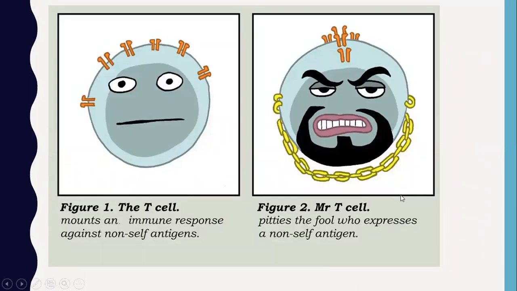So here we've got the T cell. It mounts an immune response against non-self antigens. And then we got the Mr. T cell, who pities the fool who's not a self antigen. Okay, sorry. Sometimes you gotta lighten the mood. I bet after that last slide, y'all were like, what?